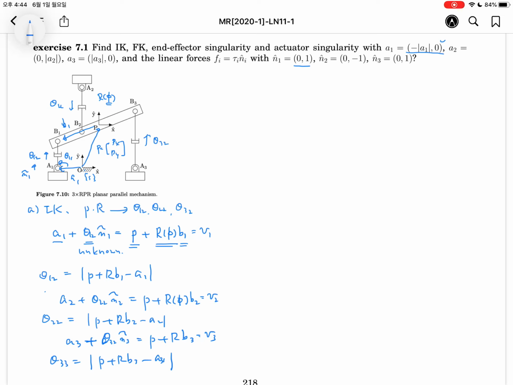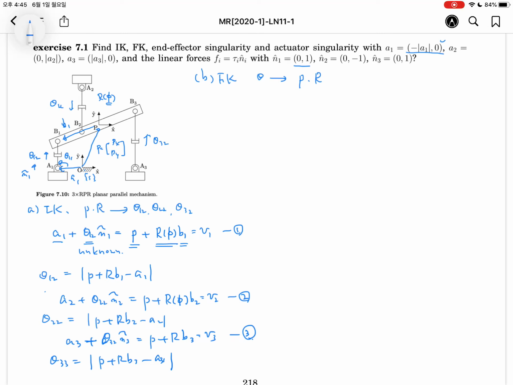The forward kinematics is a little bit difficult compared to the inverse kinematics. The forward kinematics is stated as: for given theta variables, we will find p and R, three unknowns. Let's denote the first equation as 1, this is 2, this is 3.